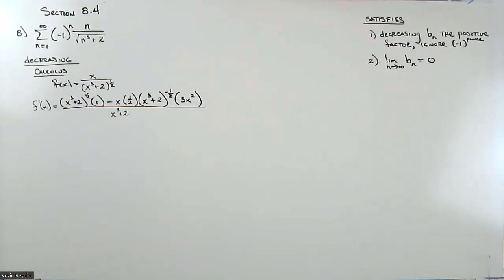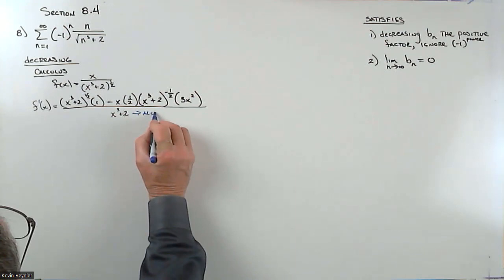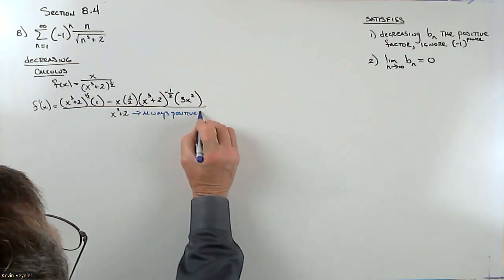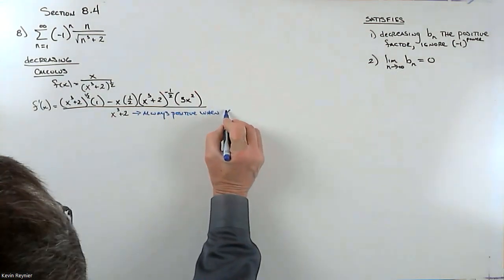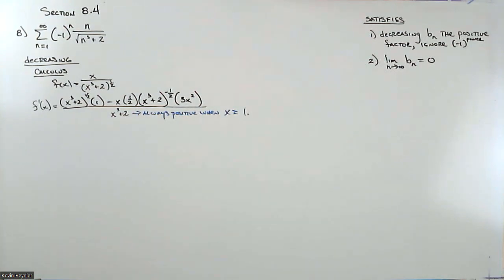Now we're in Calc 2. We're trying to show this is negative. You and I know the denominator is always positive when x is greater than or equal to 1. So I'm going to ignore that from now on, because all we're worrying about is whether or not this is negative. I'm only going to consider the numerator, because the denominator is always positive. The only thing that's going to make this fraction negative is the numerator being negative.